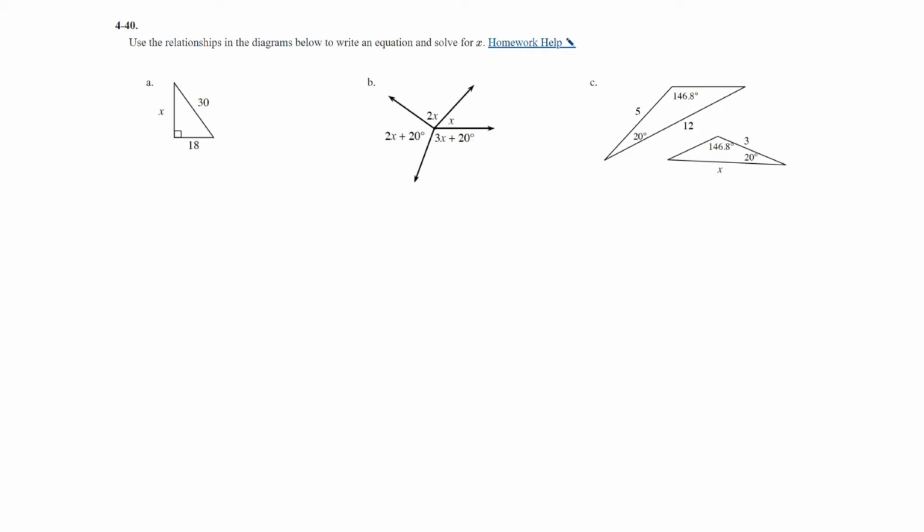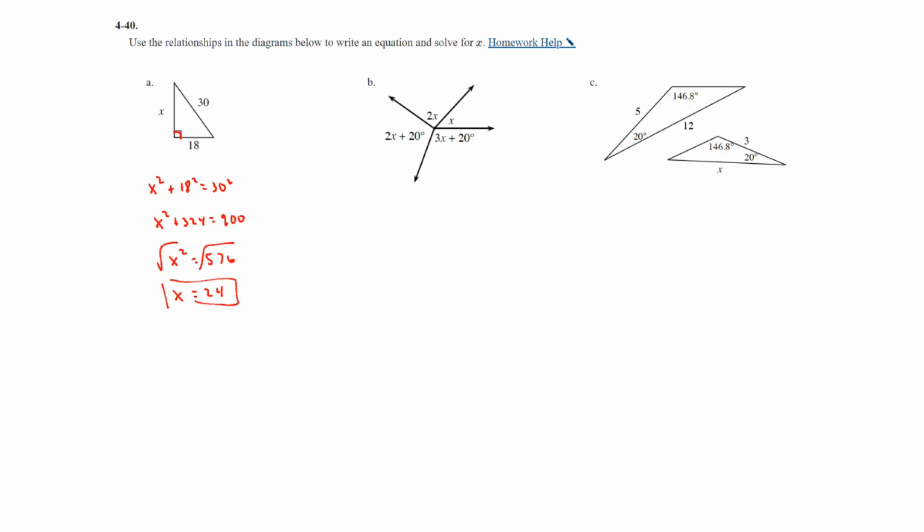Question 40. Use the relationship in the diagram below to write an equation and solve for x. So since we have a right triangle on A, we can use Pythagorean theorem. x squared plus 18 squared is equal to 30 squared. So x squared plus 18 squared is 324. And then 30 squared is 900. Subtract 324 from 900, and you get 576. And then on that one, you can take the square root of 576. And you get an x value of exactly 24.